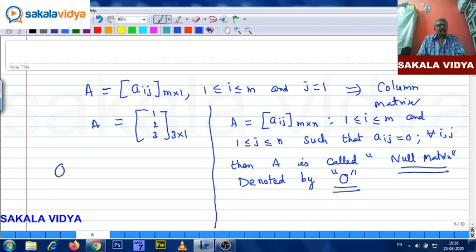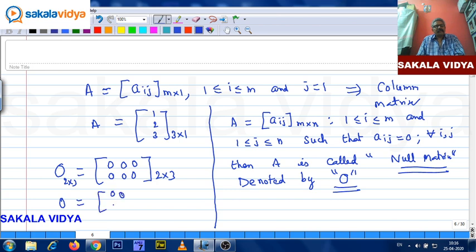So, a null matrix you can write like this: O is equal to 0 0 0, 0 0 0. This is actually a 2 by 3 null matrix, or we can write O 2 by 3 also. So, a null matrix may be of any order: 0 0, 0 0. This will be 2 by 2. So, O stands for null matrix. Understood now?